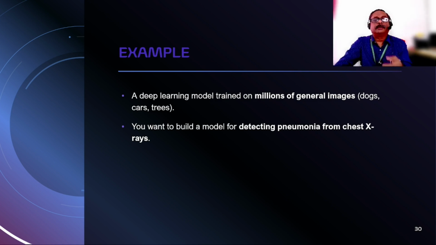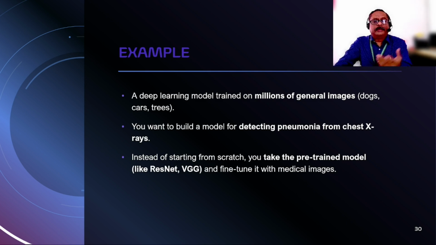So that's a way we can use the model used for detecting dogs, trees, cars, etc. to identify whether the chest X-ray image contains any symptoms of pneumonia or so. So instead of starting from scratch, we can take a pre-trained model like ResNet, VGG, and fine-tune it with medical images. That's what we are talking about.